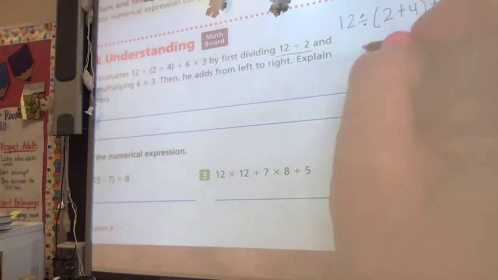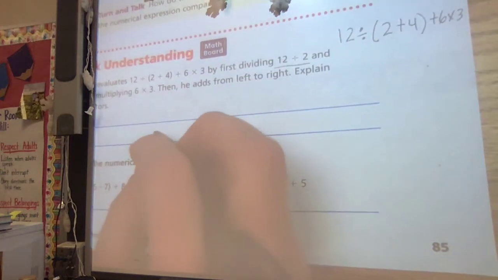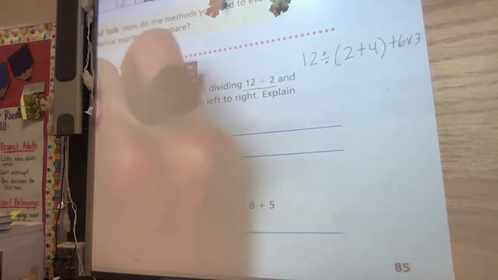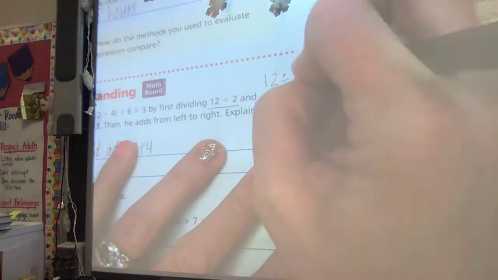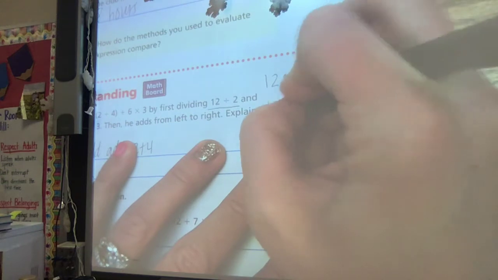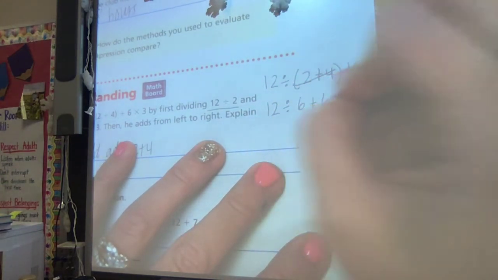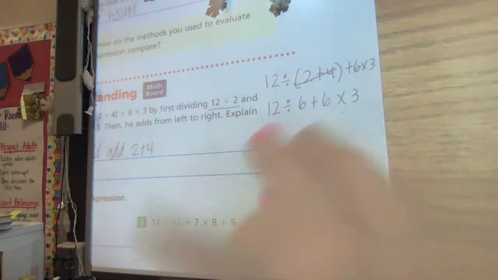All right. Well, it says the first thing he does is divide 12 divided by 2. Should he have done that? No. First, he should do what? Add the 2 plus 4. So let's do that over here. Mark it out. 12 divided by, we know 2 plus 4 is 6. Plus 6 times 3. See how we're writing it back out?